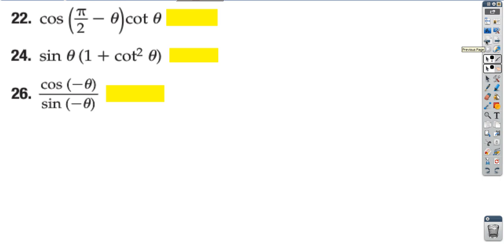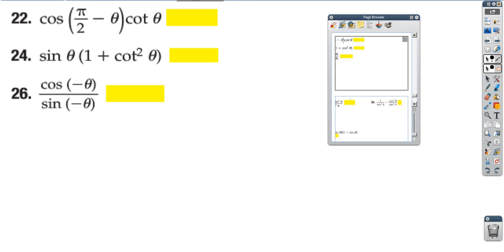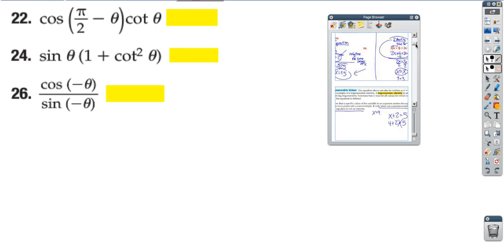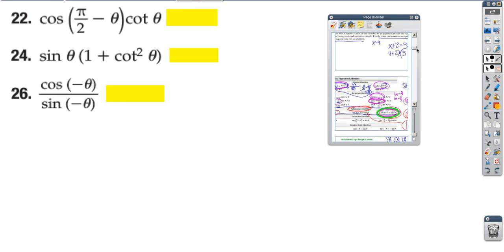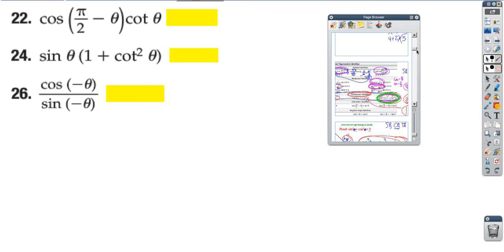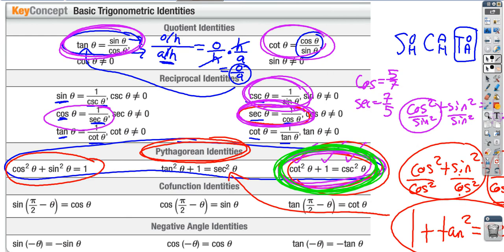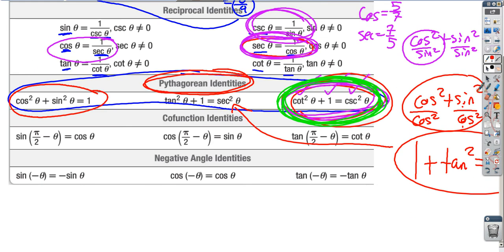Cos pi over 2 minus theta. What does that mean? Usually if it's something you haven't seen, it means it's probably on this identity sheet. So let's look at this. So cos pi over 2. Let's see if we have an identity for that. And we do. We have one right here. Cos pi over 2 minus theta, that's equivalent with sine.